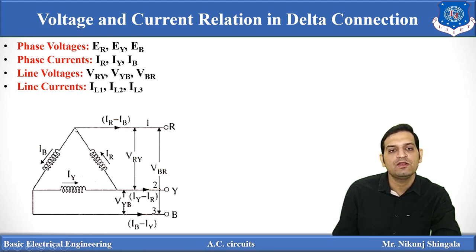If we apply KCL over here, it will be IR minus IB. Line current for Y line will be IY minus IR. If we apply KCL at this point, the line current for B line is IB minus IY.